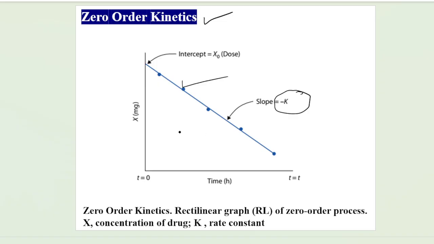So basically you can say कि जो intercept है, this is the amount or the concentration of drug at 0 time. In case of intravenous bolus, at 0 time the concentration or the amount is equal to the dose.